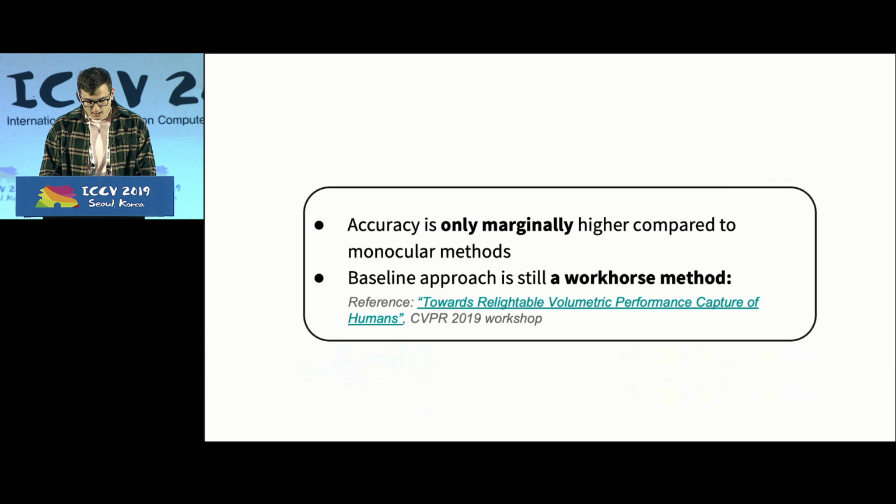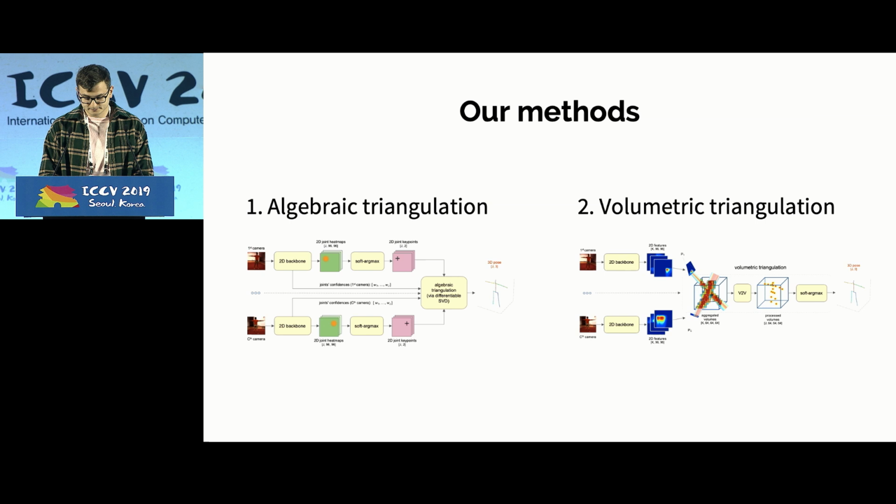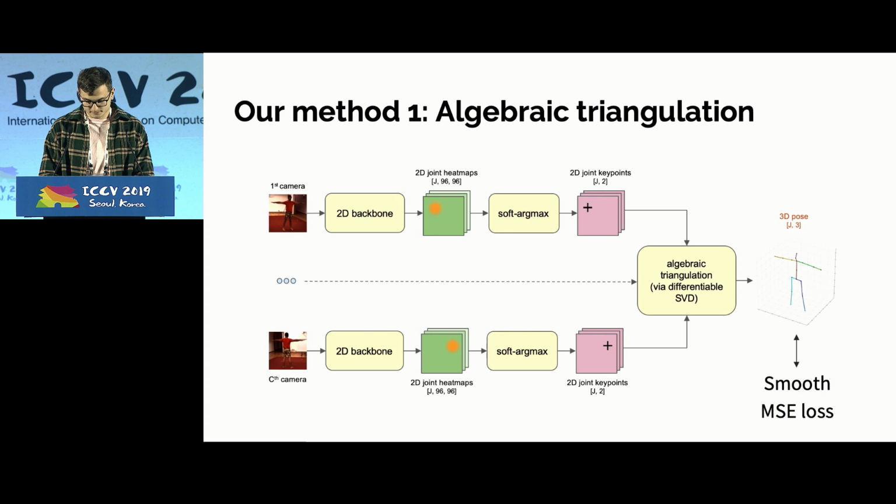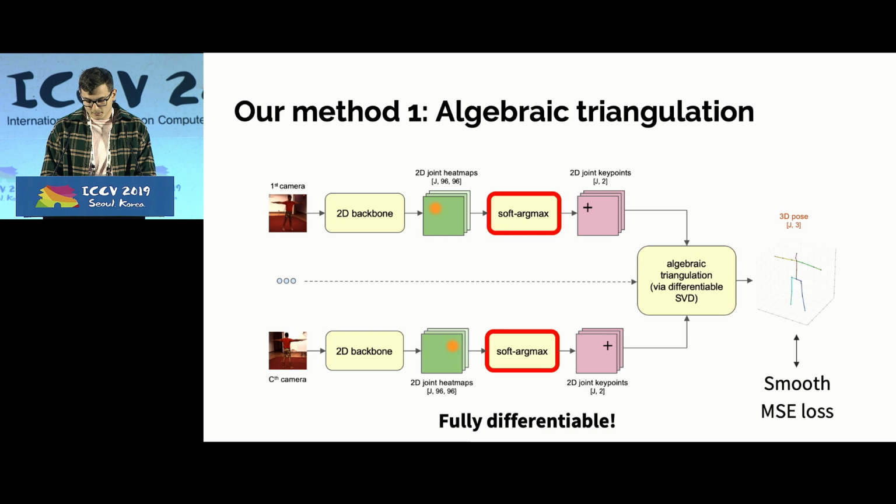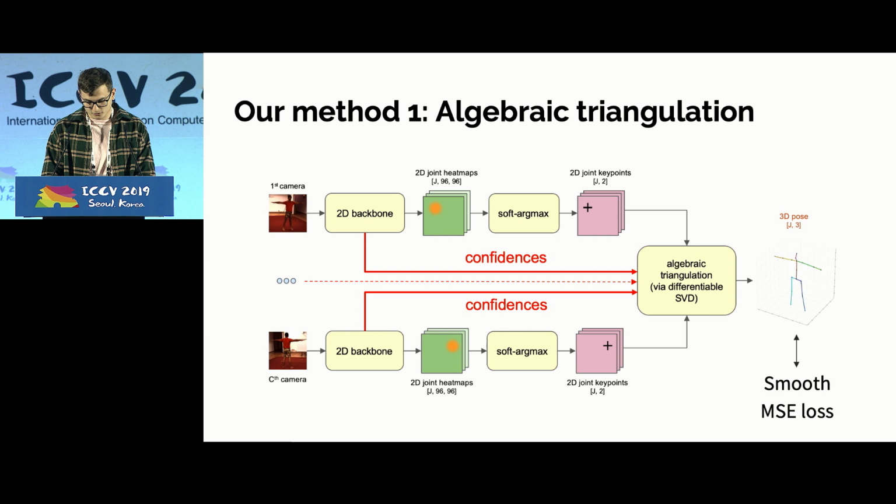In this work, we present two new methods for pose triangulation. Here is our first method, based on algebraic triangulation. It is similar to the baseline approach, but differs in two critical aspects. First, it's fully differentiable. To achieve this, we use soft argmax aggregation and triangulate key points via differentiable SVD. Second, the neural network additionally predicts scalar confidences passed to the triangulation module, which successfully deals with outliers and occluded joints.